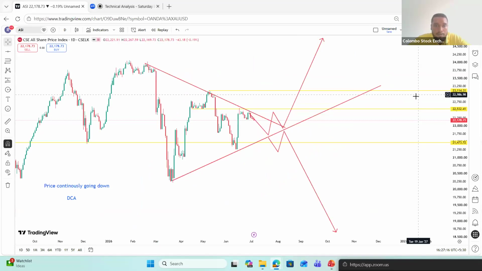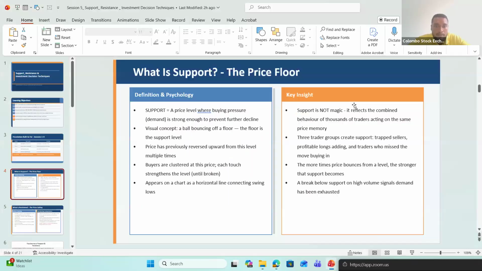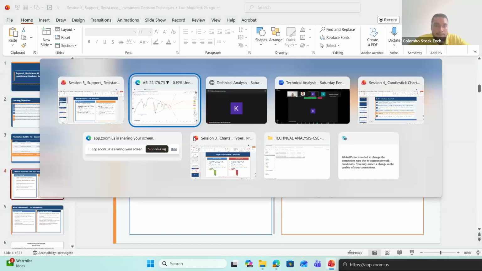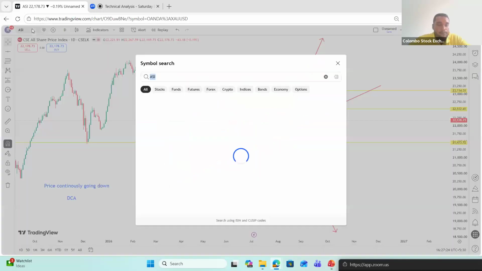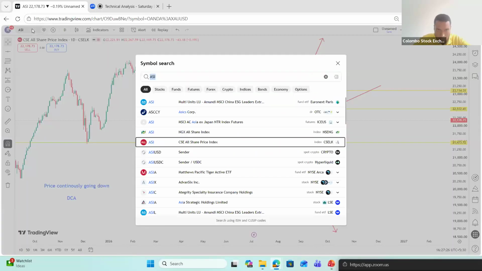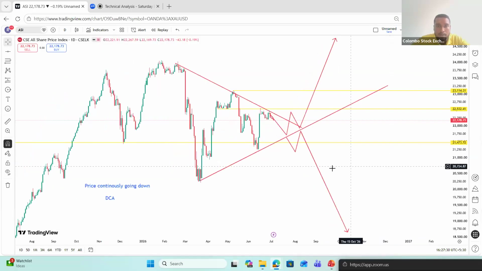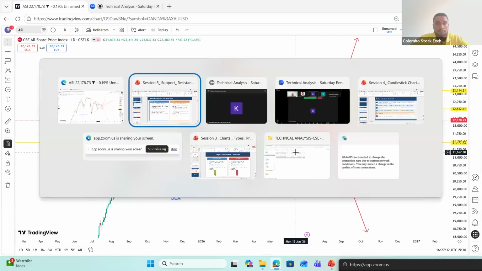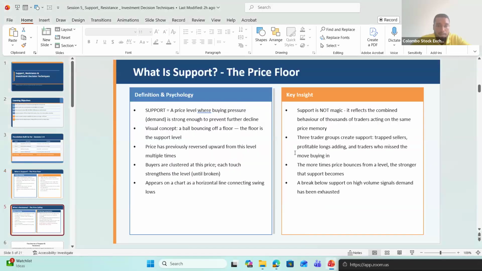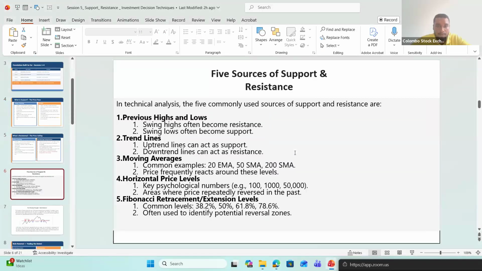So we were discussing support and resistances, no? I have actually discussed it briefly with you guys before. Okay, so in ASI, let's mark the support and resistance levels. When it comes to support and resistances, there are 5 sources for how we can draw the support and resistance lines. So one is we mark the previous highs and lows.